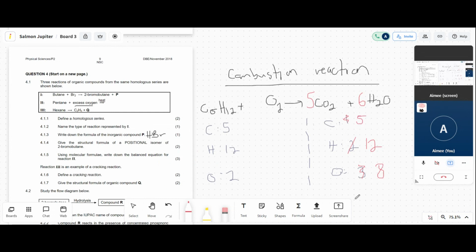5. Now I say to myself, that's also messing with my oxygen again. So 5 times 2 is 10 plus 6, I've got 16 oxygens on this side, and I only have 2 on this side. But this is also pretty easy to fix. What can I multiply by 2 to give me 16? That one's pretty simple too. I can just multiply that by 8. And just like that, you have a balanced equation.